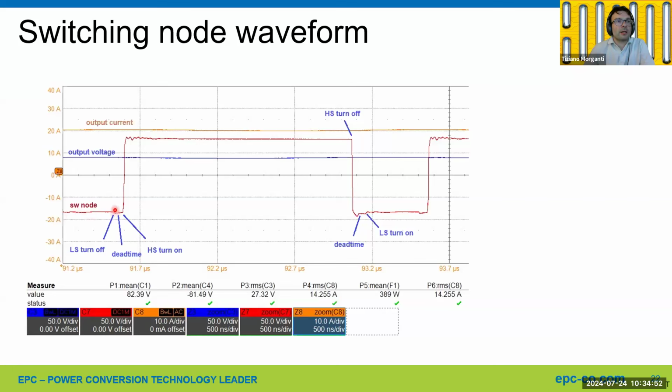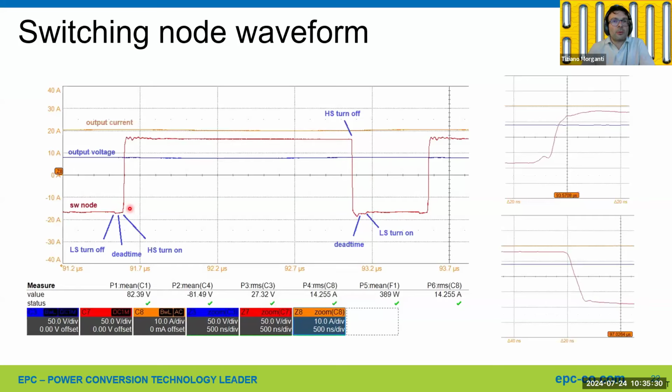You can see here the dead time, so the rail is going slightly negative in the freewheel region of both the Schottky diodes and the GaN FET. Then you can see how clean the switching waveform is. Thanks to the layout we implemented, we have virtually no overshoot. Then we have the high side turning off, going into freewheel. This is the dead time still, and then the low side is turning on.